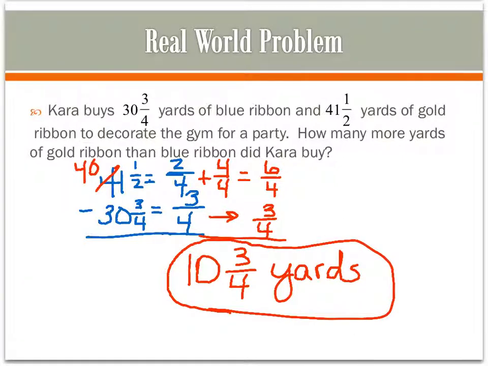Then I will just check to make sure my answer is correct. Looking at this, we roughly have 40 and 30. So 40 take away 30 is 10, and my answer is right around 10, so I know that my answer is acceptable.